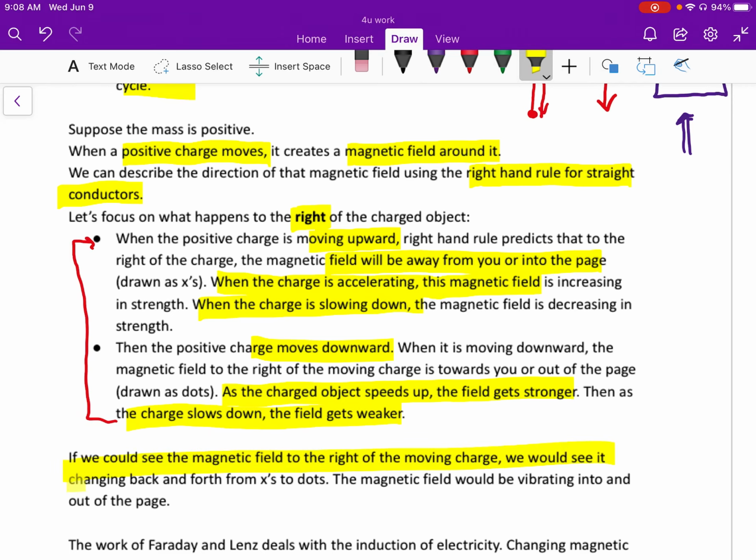If we could see the magnetic field, we would see it changing back and forth from dots to X's. It would be vibrating as well, just dots and X's.